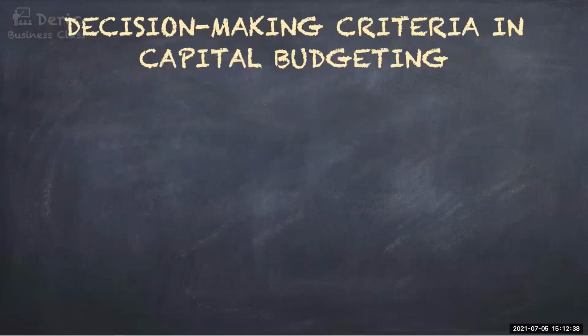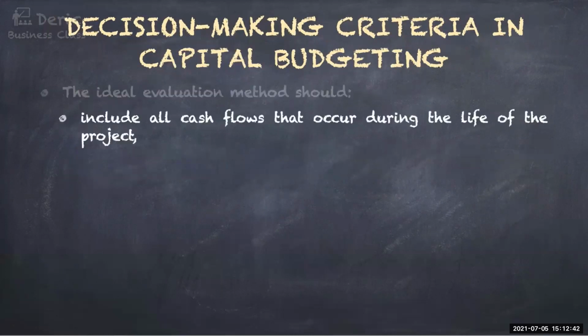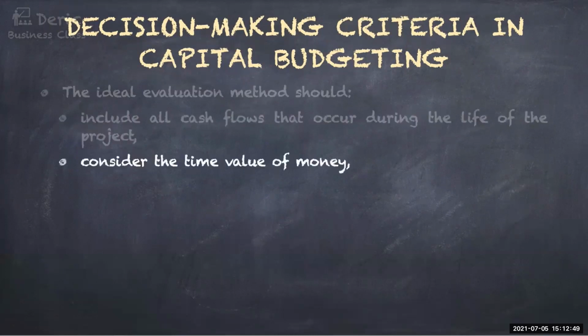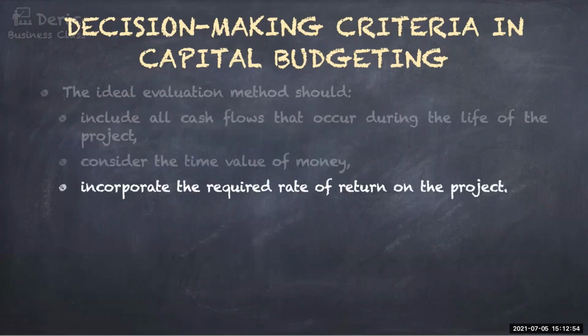Decision-making criteria and capital budgeting. The ideal evaluation method should include all cash flows that occur during the life of the project. Take note, all cash flows. Consider the time value of money, which means the timing of cash flows. Incorporate the required rate of return on the project. Required rate of return. In short, required return is the minimum return that companies should earn. We are not going to accept any project that has a return which is lower than the required return.